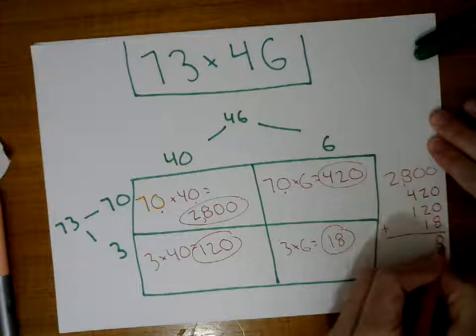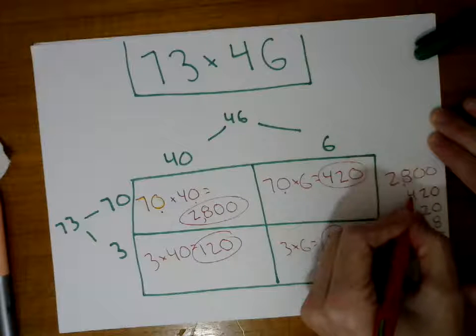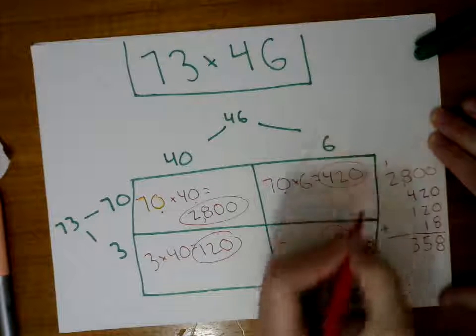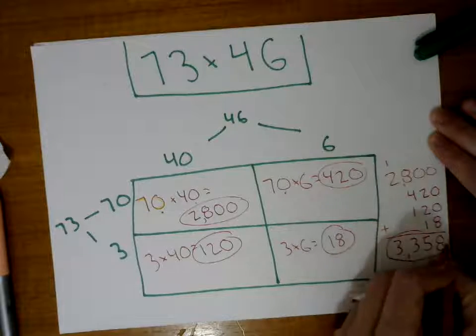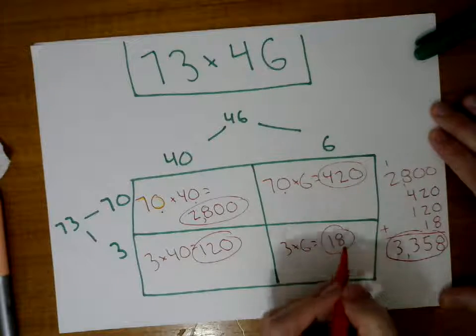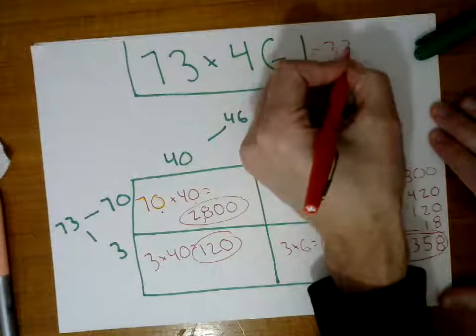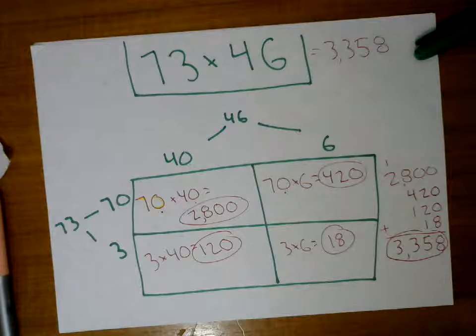And then we have 8 in the ones place. In the tens place, 2 plus 2 is 4, plus 1 is 5. 8 plus 4 is 12, plus 1 is 13 in the hundreds place. We carry that 1, and we have 3 thousands. So adding up these four partial products, I see that the product of the entire expression is 3,358.